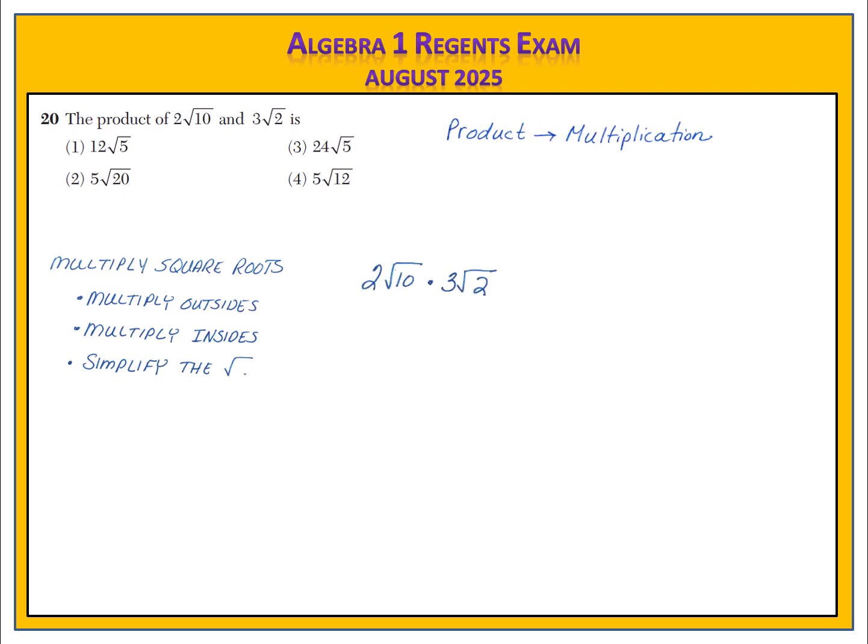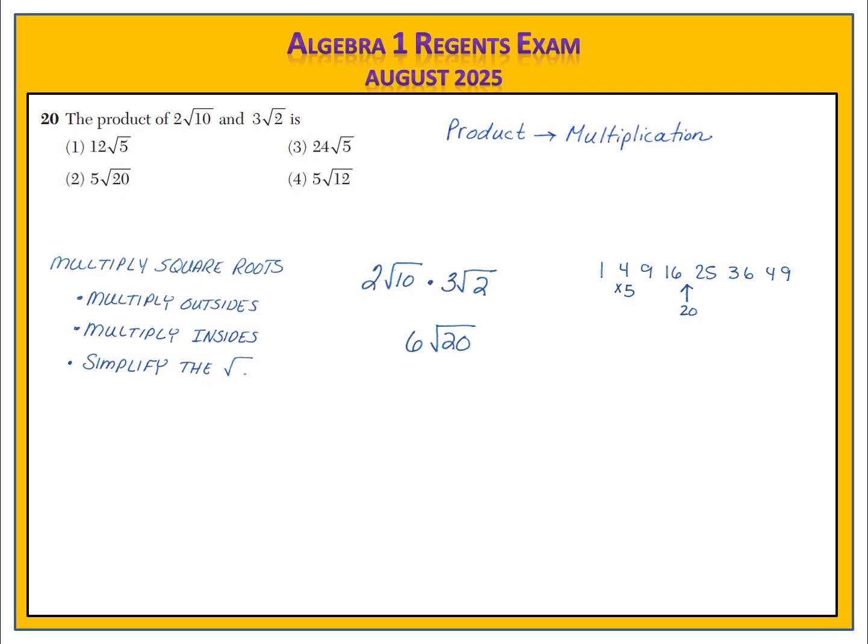2 square roots of 10 times 3 square roots of 2. 2 times 3 is 6. 10 times 2 is 20. 6 square roots of 20. Now we have to simplify the radical. We'd look at our list of perfect squares, find where 20 would be on that list, and then divide 20 by each of the perfect squares, starting with 16, then trying 9, and then 4.